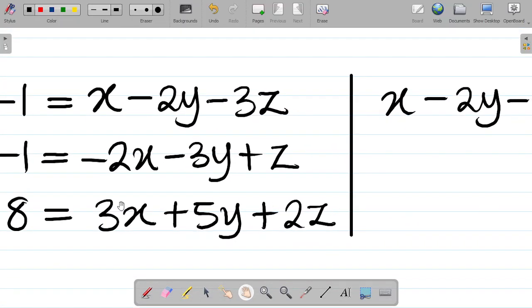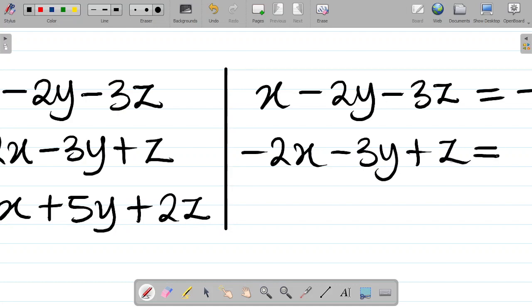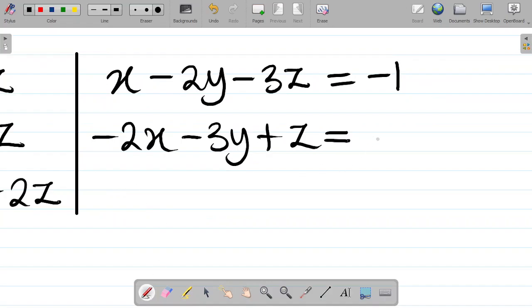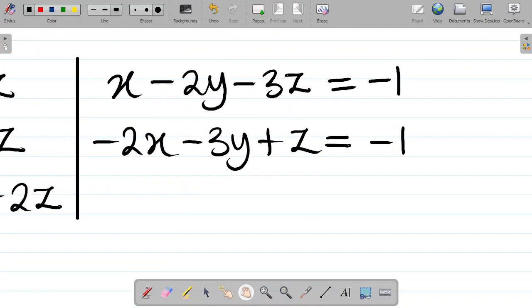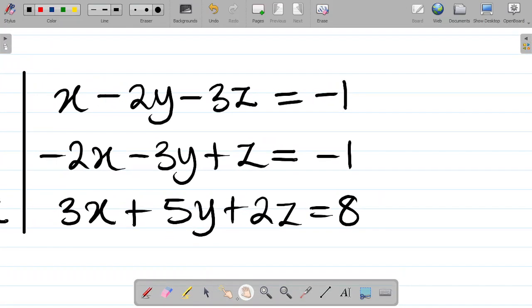Let's take the second term. The second term there is minus 2x minus 3y plus z, which is equal to, again, this one here, minus 1. Finally, I have 3x plus 5y plus 2z is equal to 8. So I have these equations here, and I'm done rearranging.